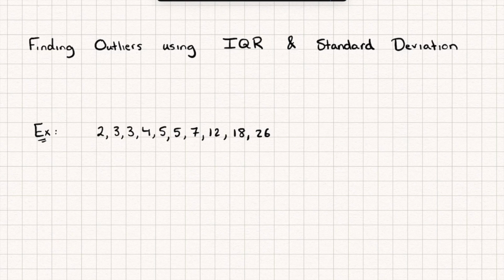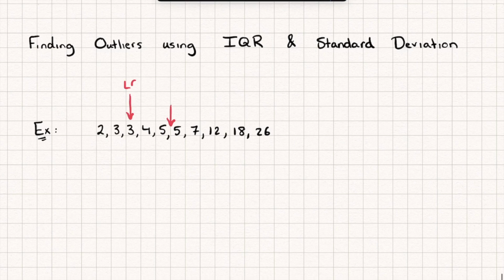Okay, so you can see here I have a set of data, and I want to look at this data and determine if it has any outliers in it. The first way we're going to do this is by using quartiles. Okay, so I'm going to first mark on my lower and upper quartile. So the median of this data is here, and so my lower quartile is going to be this 3, and my upper quartile is going to be 12. So there we go, we found the lower and upper quartile.